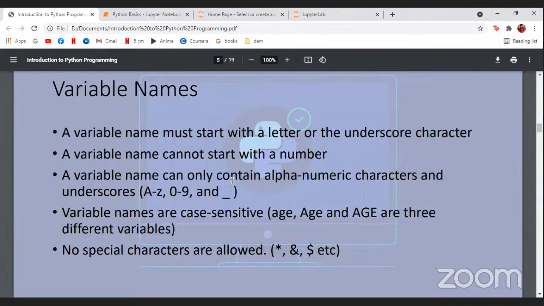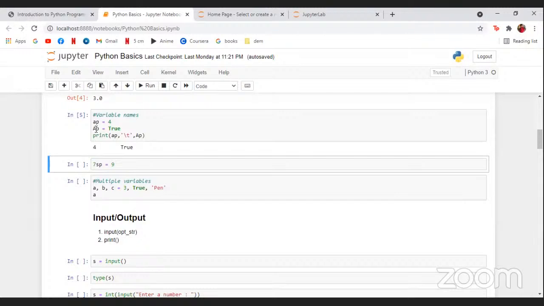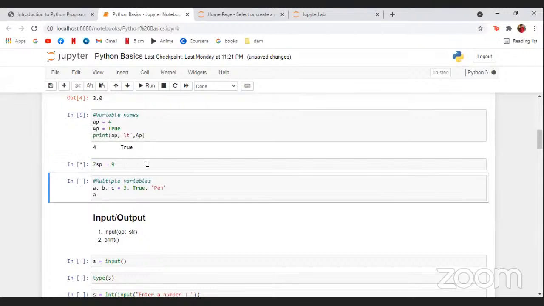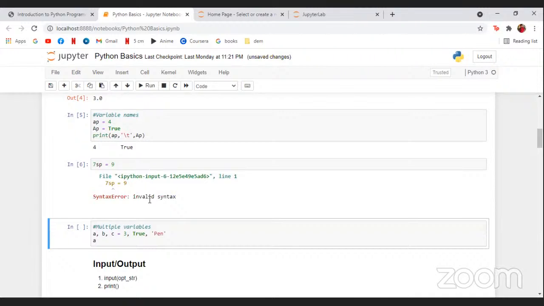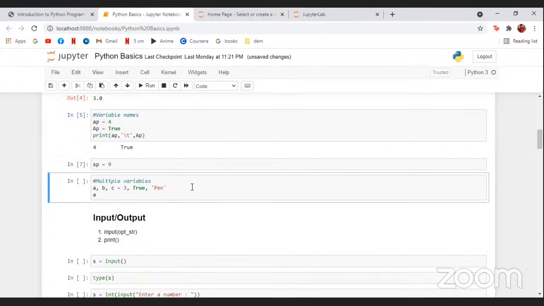So that's the naming convention, which makes it easier for any other person who's writing code in Python to read your code and understand what's going on. So variable names are case sensitive, as I showed you already, and no special characters are allowed. So if I look at this, a p and capital A p are allowed variable names. But if I try to start with a number and run that, it says invalid syntax because I'm trying to start the variable name with a number. So if I remove that number, it works, right?